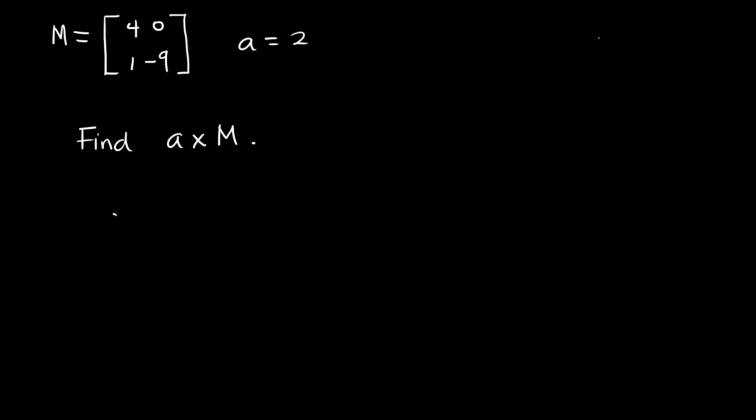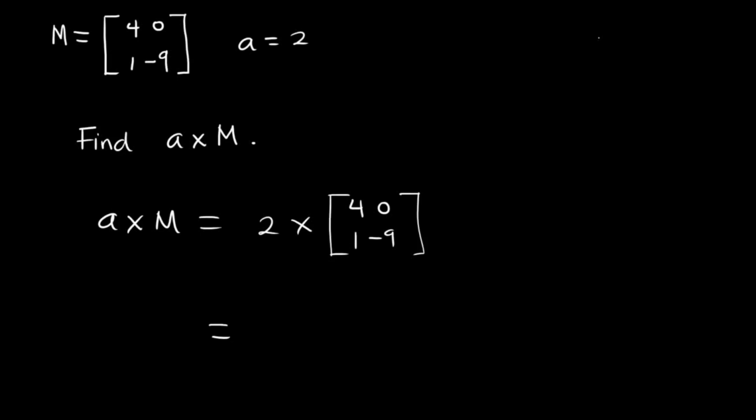So I'll have the scalar A multiplying the matrix M. So that will be equal to 2 times the matrix M with these entries 4, 0, 1, minus 9. So how are you going to perform this product? To do this, we're going to multiply the scalar by each of the elements or the entries of the matrix. So in this case, I'm going to have 2 times 4 here, then 2 times 0 here, and then 2 times 1 here, and also 2 times minus 9 here.